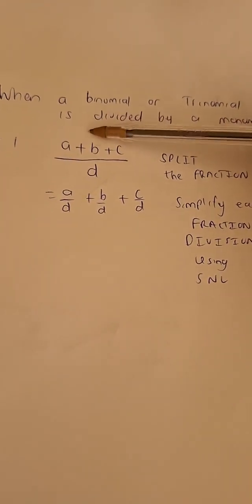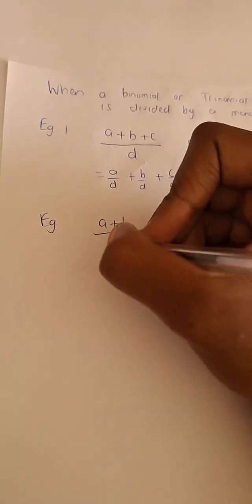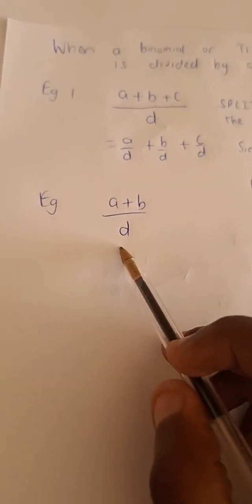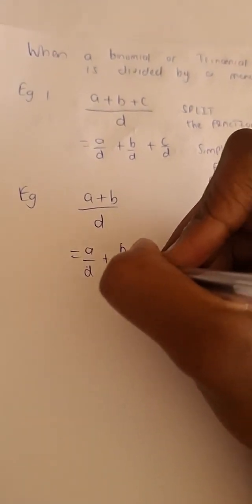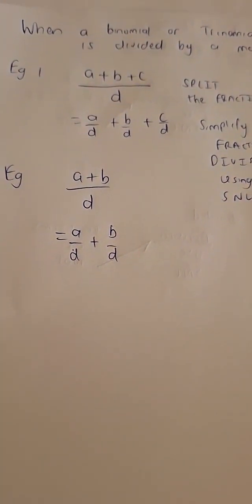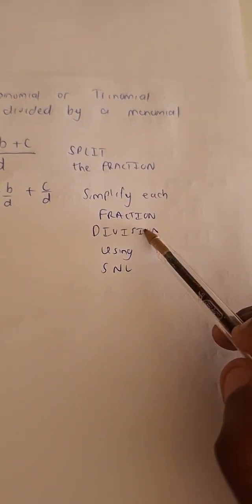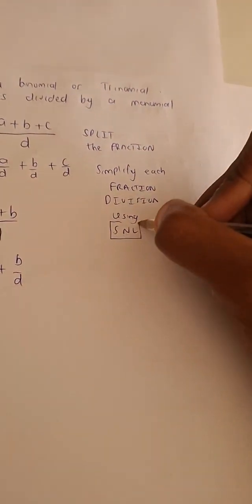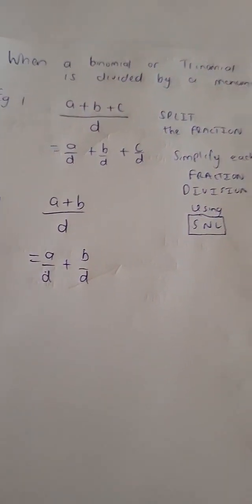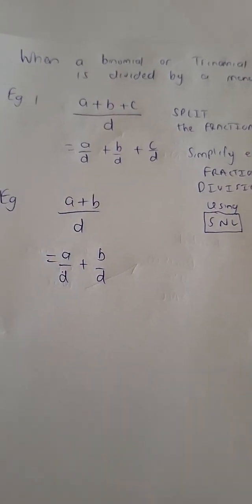All right, whenever we have a trinomial, 3 terms, or even if it was a binomial over a monomial, we would do the same thing. We split. Then after splitting the fraction, we simplify each fraction using SNL: sign, number, letter. I hope you get the feeling, the flow of this. So this is how we do things here.